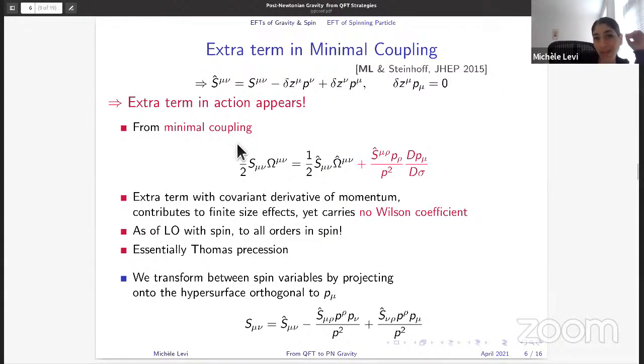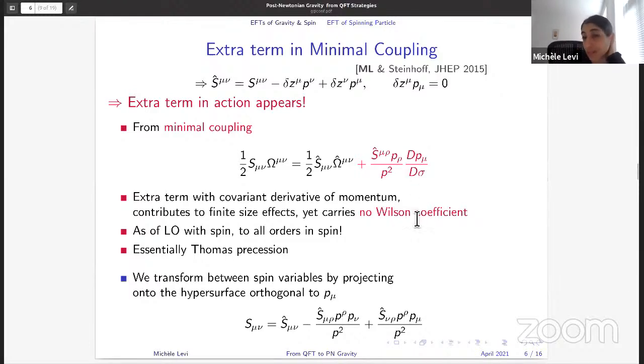So this was when there was an implicit choice of the covariant gauge, but when we release this gauge and switch to another choice of gauge, we actually find that in general we have this expression. So we see that there is an extra term with a covariant derivative of momentum. It contributes to finite size effects, but it carries no information about the UV structure of the object. So inherently, it doesn't depend on any UV physics that goes on in the spinning object.